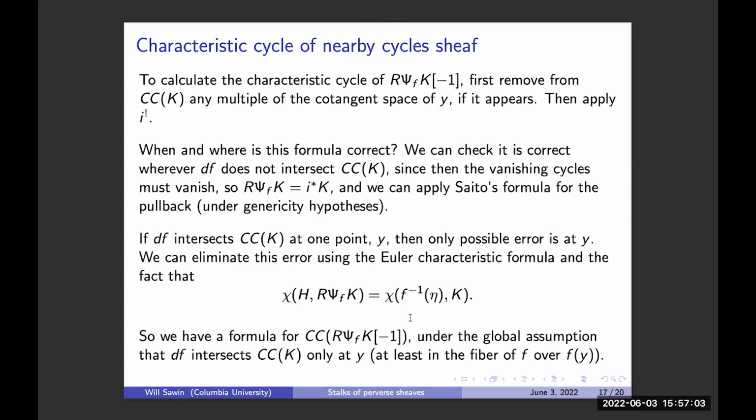So here is my claimed formula for the characteristic cycle of the nearby cycles. What you first do is, if the cotangent fiber over Y appears in the characteristic cycle, you just get rid of it. You subtract off that term. And then you apply this operation I shriek. You pull it back and you push forward.